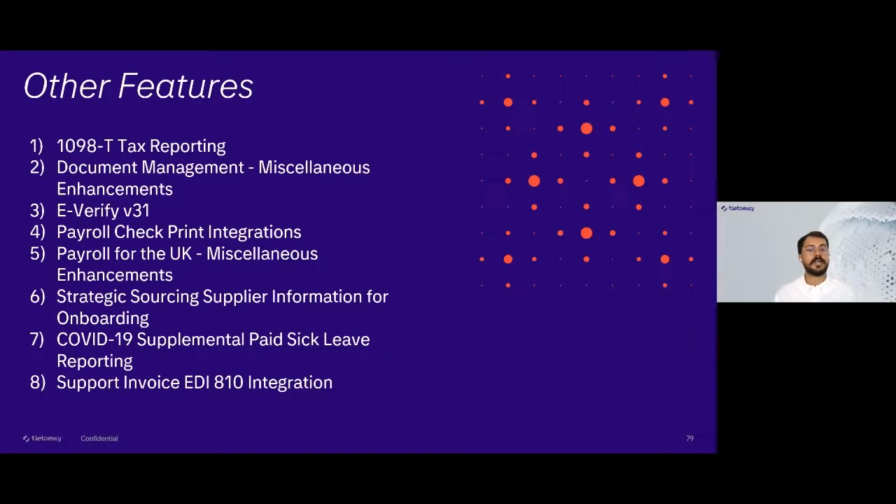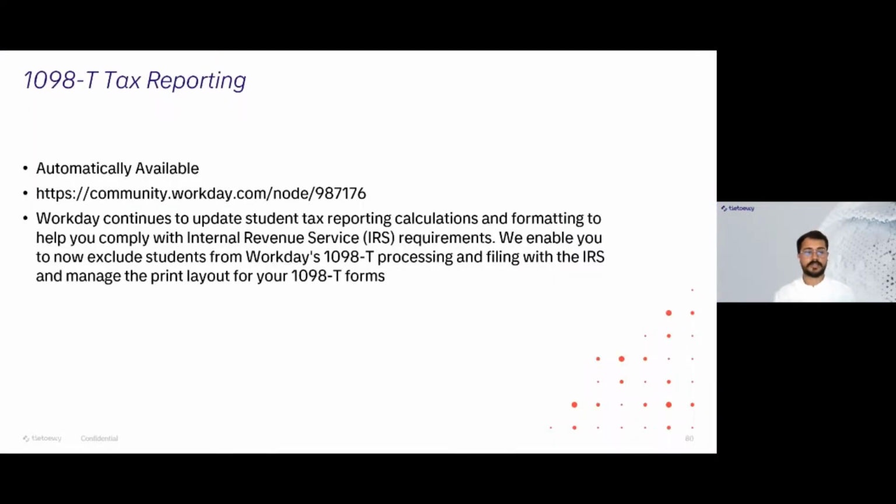So in the other features, we have 1098-T tax reporting, we have document management, miscellaneous enhancements, then we have E-Verify version 31, we have payroll check print integration, we have payroll for the UK, there are miscellaneous enhancements. Then there is strategic sourcing supplier information for onboarding. There's also COVID-19 supplemental paid sick leave reporting. And then we have support invoice EDI 810 integration. I have captured only the few important points so that I can show you what is happening.